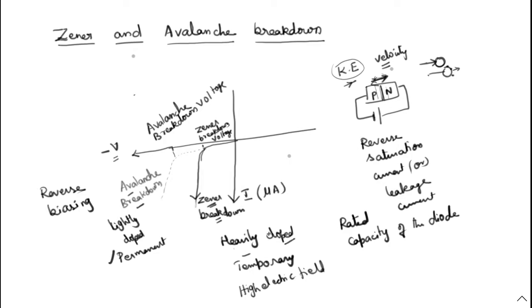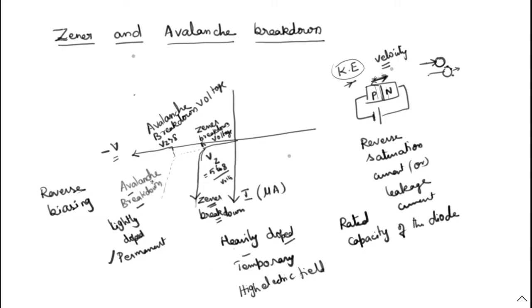Okay, so now let us see the comparison of Zener and avalanche breakdown. Generally, the Zener breakdown occurs at the Zener voltage, represented by Vz. It occurs near the voltage of 5 to 8 volts. But the avalanche breakdown occurs at greater than 8 volts. So this is the main difference. Zener breakdown voltage will be around 5 to 8 volts, but avalanche breakdown means greater than 8 volts.